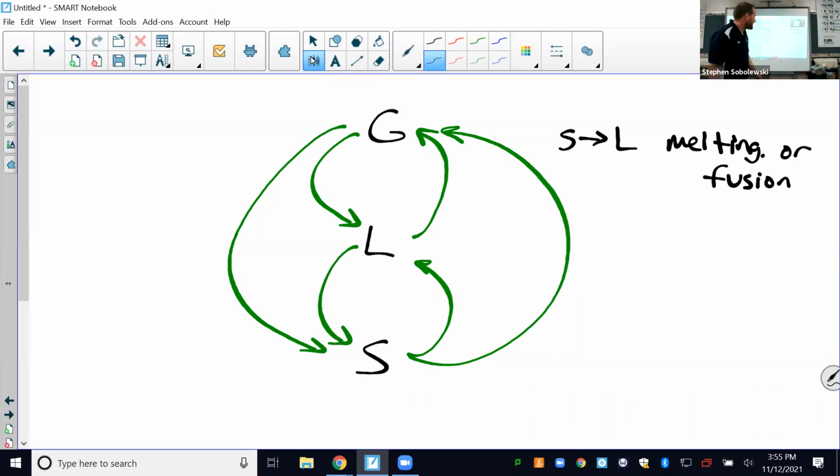Long tangent to just tell you that that's not the same as this. So melting, AKA fusion, is solid to liquid. Now listen, I don't use the term fusion in my everyday life, but we will do a lab called heat of fusion lab. And that's the fusion we're talking about.